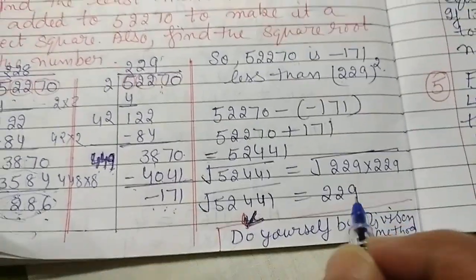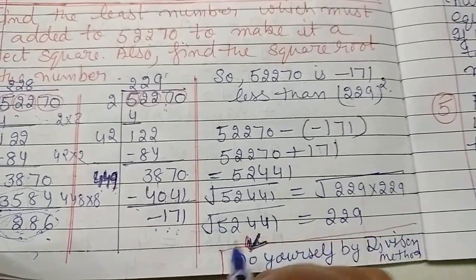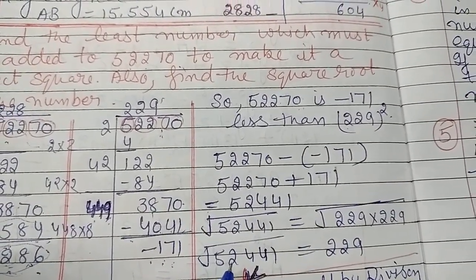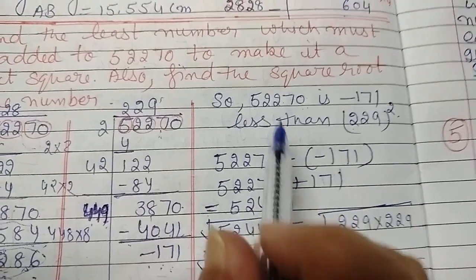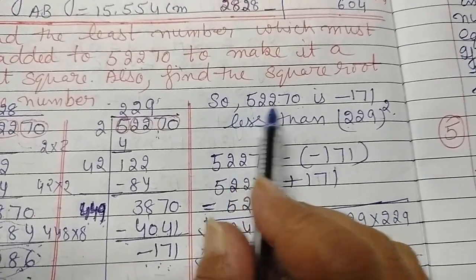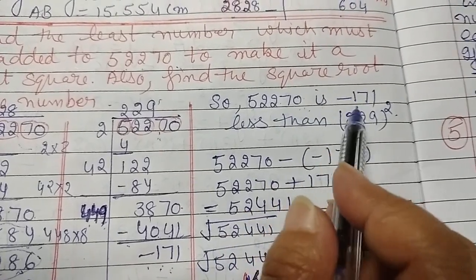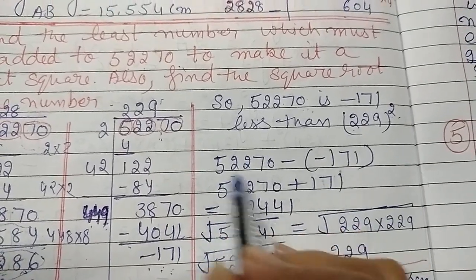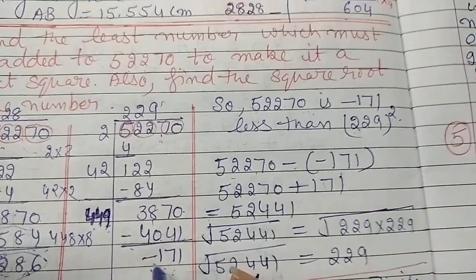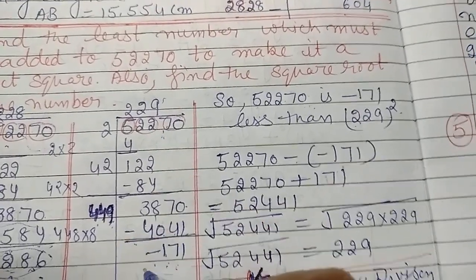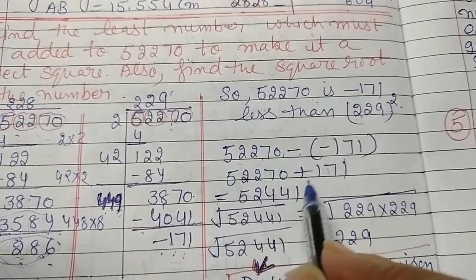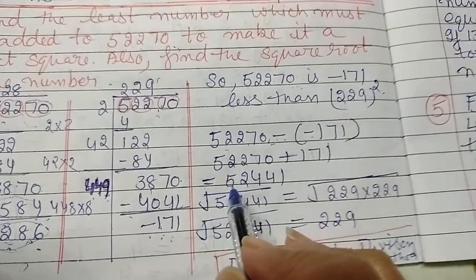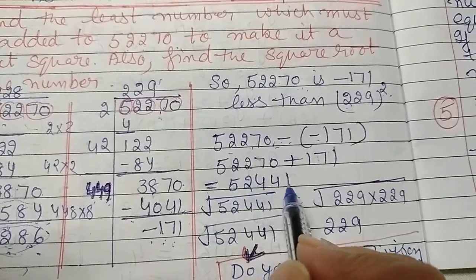Okay, so when you go with 229 whole square with the division method, easily you get remainder as 0 when you add in this. So it means 52,270 minus 171 is less than 229 whole square. So here the condition is that when you subtract here, whatever remainder is there, we go with this subtraction from that. Similarly in the first question, minus minus, when you multiply negative with negative, that gives you positive. So that gives me the answer 52,441.